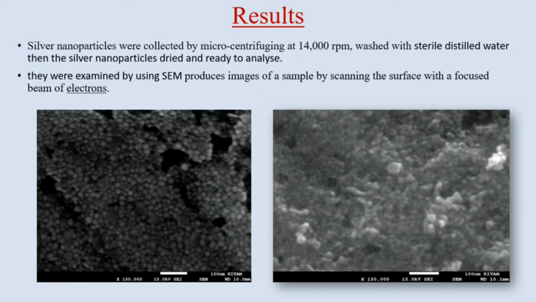As you can see, these two pictures belong to nanoparticles. The purpose of SEM analysis is to determine the size of the nanoparticles as well as their shape, and according to these images, the nanoparticles have a spherical shape.